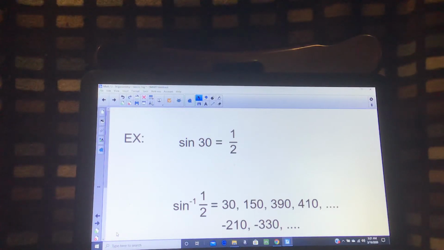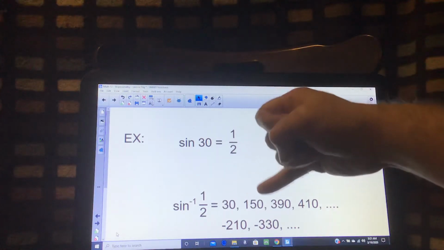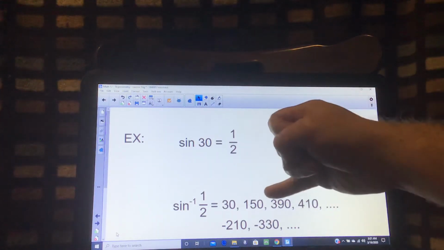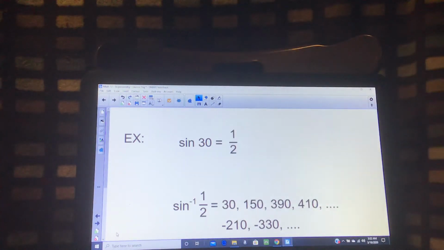So for whatever assignment or work that you'd have to do for this, realize when I go to get an answer, I just want the primary answer. So in this problem on the bottom, if they ask me what's sine inverse of 1/2, the proper answer is to give the answer 30 degrees and not list out all the other ones. Just realize the other ones also fit it, but the primary answer that we want is 30 degrees.